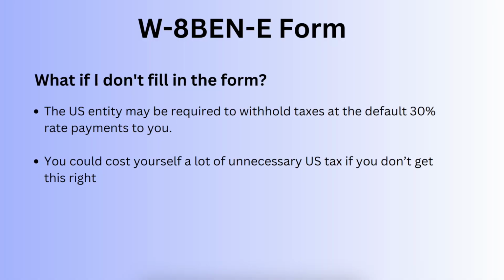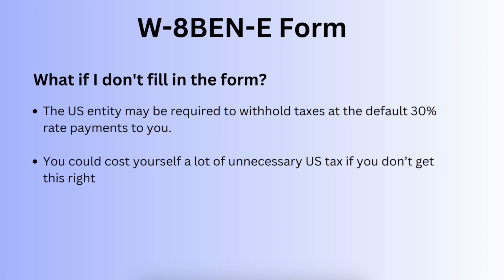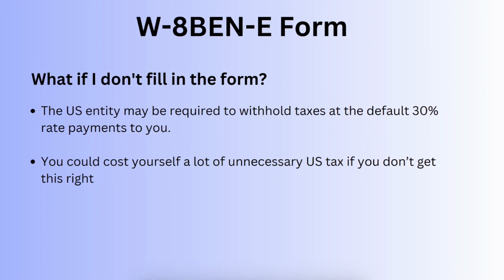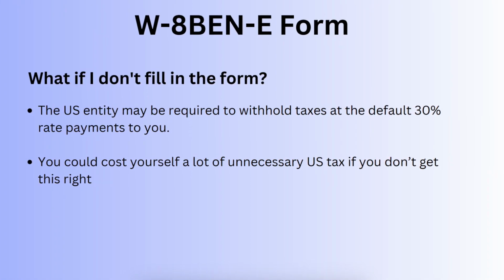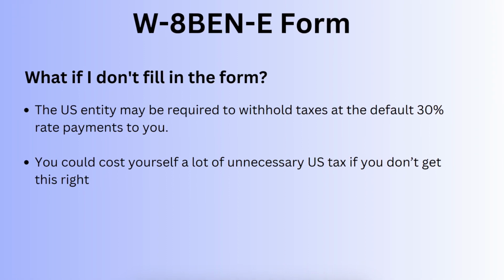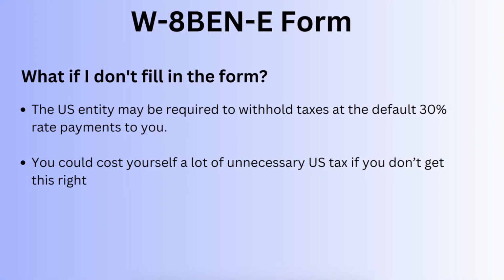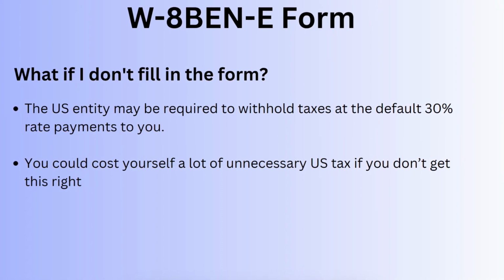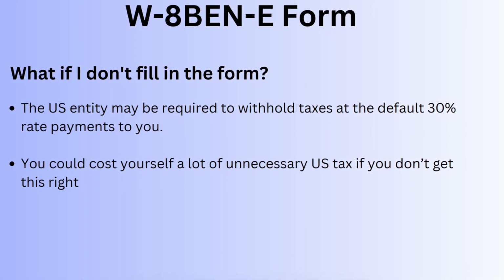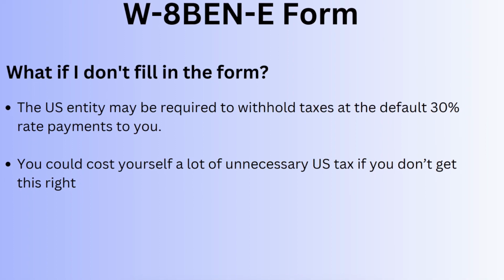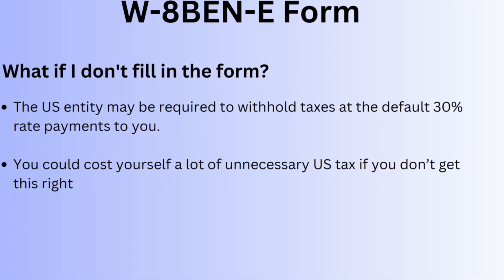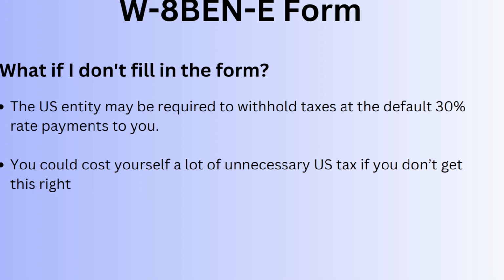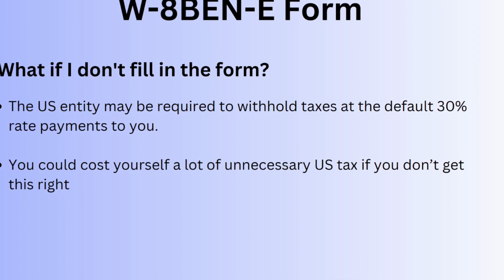So what happens if you don't file? Well, the US entity might be required to withhold taxes at the default 30% rate on payments made to you. So your US client might only send you $70 of every $100 that you invoice them for. But under the terms of the US-UK double tax treaty, you could be eligible for 0% withholding taxes, meaning you could cost yourself a lot of unnecessary US tax if you don't get this right.